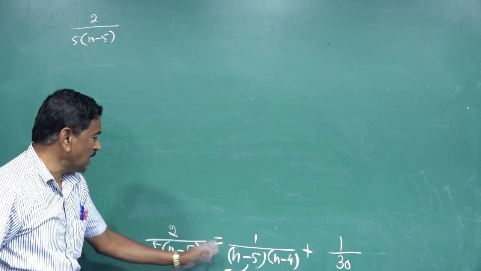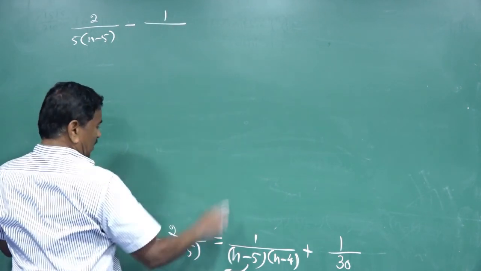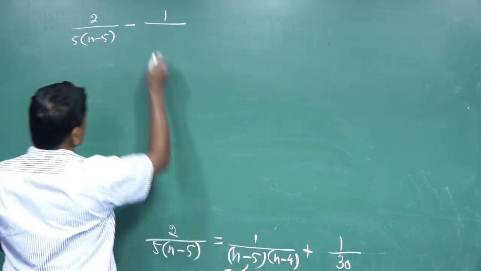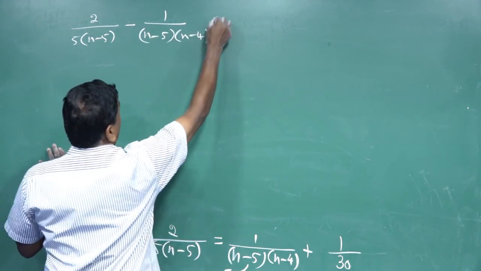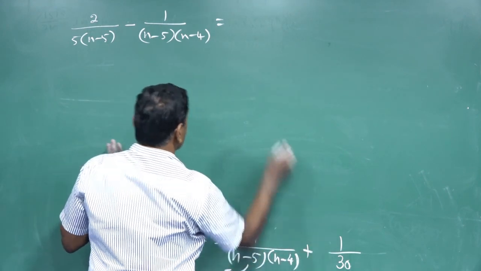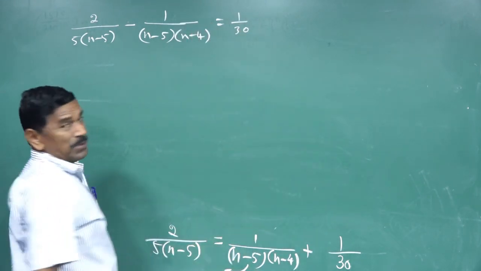So this plus comes to the left side as minus. So minus 1 by (n minus 5)(n minus 4), which is equal to 1 by 30. Okay, 1 by 30. Up to this it is correct.